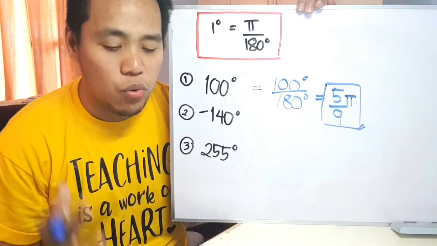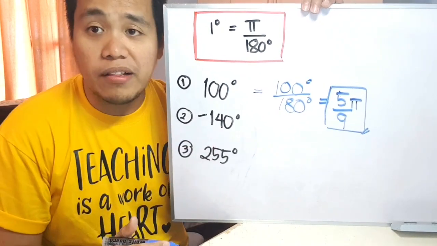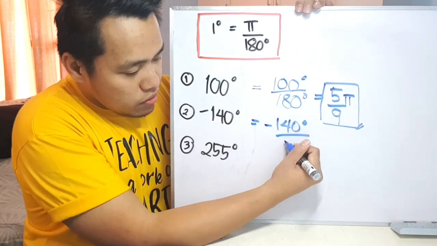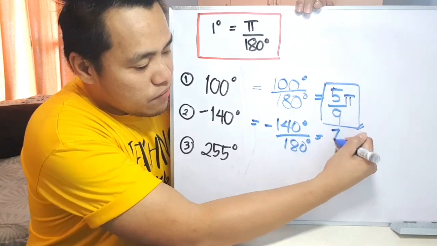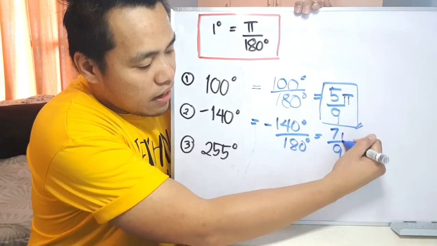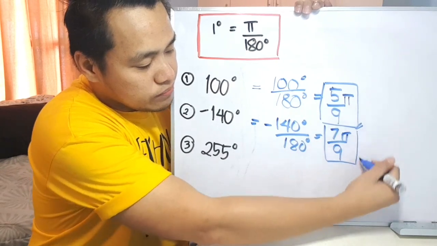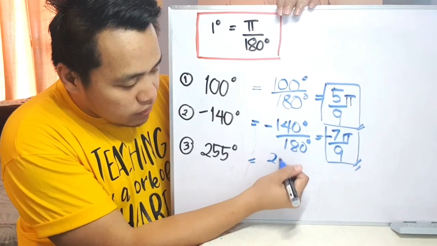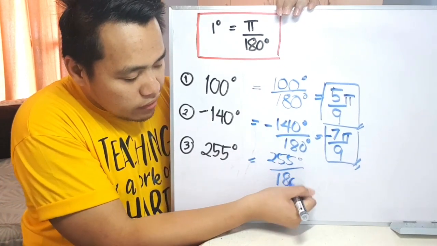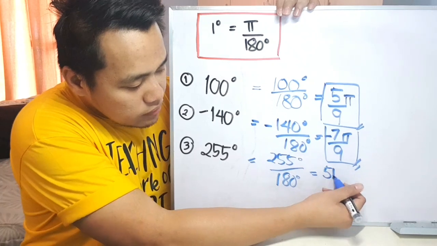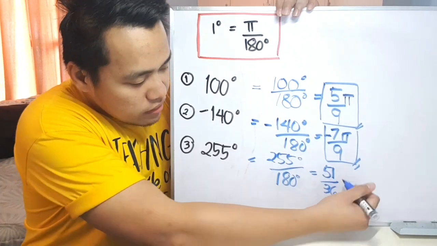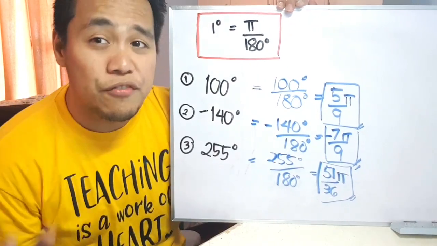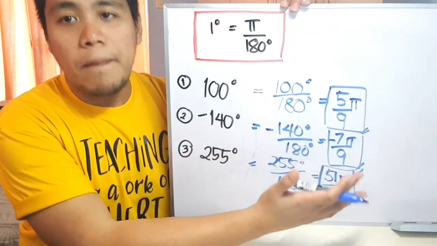So kahit mentally, makukuha mo yung sagot, kung kaya mong mag-lowest term right away. Now, the same thing will be done with negative 140 degrees over 180 degrees, which is 7 over 9, and then add pi on your numerator. By the way, don't forget there's a negative. The last one, 255 divided by 180 degrees, gives 51 over 36, and then add pi on your numerator. So that is how we convert degree to radian measure.